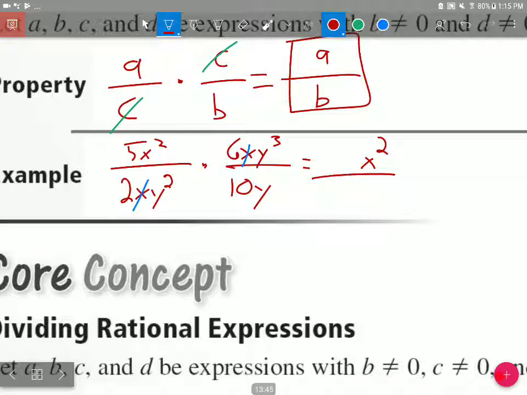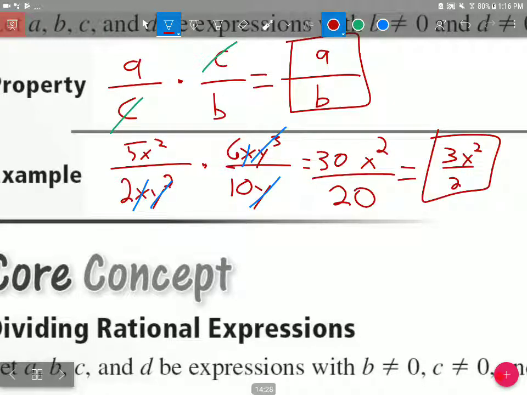How many y's do you have on top? 3. How many y's do you have on bottom? 3. You also have 3. Anybody struggling as to why we have 3 on bottom? Okay. I've got a y squared right here, so that's 2 of them. And I have another one, so that's 3 of them all together. Exactly. So I've got 3 on top and 3 on bottom, so they all cancel each other out. Does that make sense? And then the numbers, I would just multiply across. What's 5 times 6? What's 2 times 10? All right, so 30 over 20 reduces down to 3 halves.